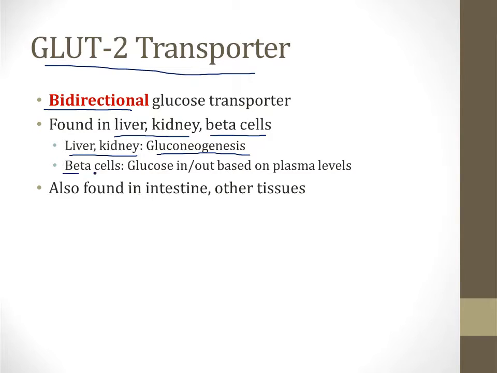In the beta cells, it also makes sense to have a bidirectional transporter so that glucose will move quickly in or out based on the plasma levels. When the plasma levels of glucose get low, this transporter will start to pump glucose out of the beta cell, and therefore insulin production will quickly fall. You can also find the GLUT2 transporter in some other places, like in the intestine and some other tissues.